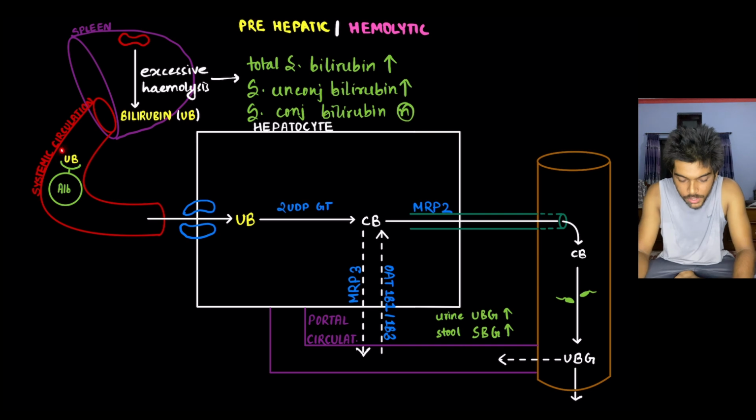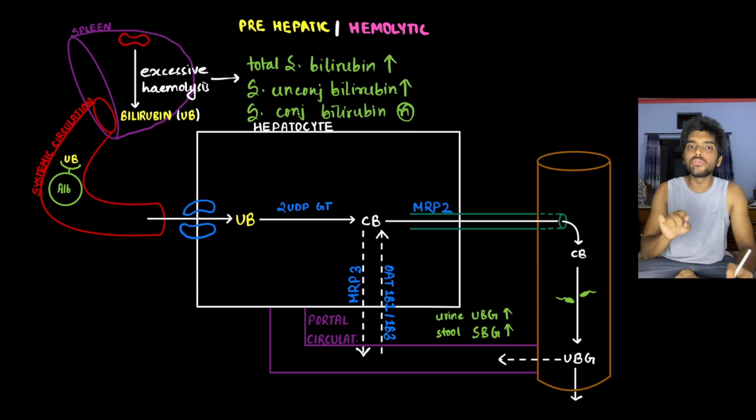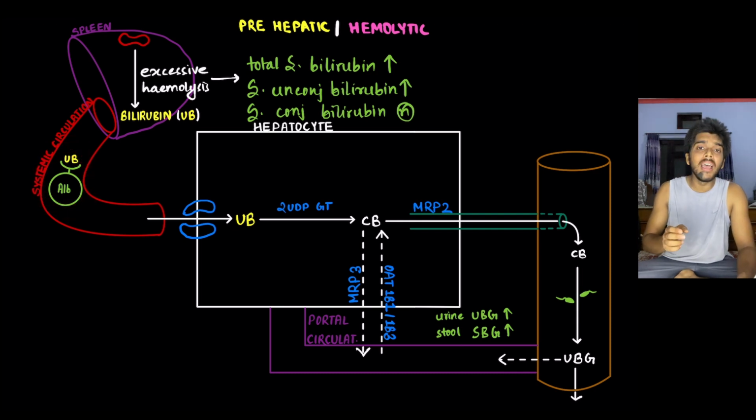Again, unconjugated bilirubin is bound with albumin, so it is large in size, so it can't pass through the filtration membrane of the kidney within the nephron. In between glomerulus and nephron, there is a filtration membrane. This large albumin bound unconjugated bilirubin cannot pass through that filtration membrane. So it will not enter the nephron. It will not be there in your urine.